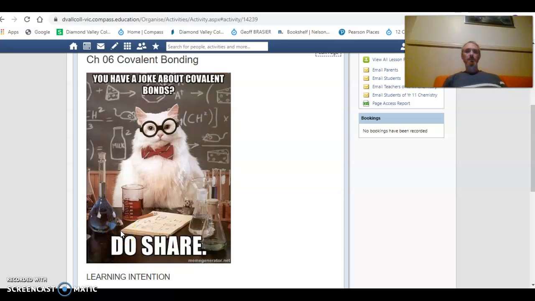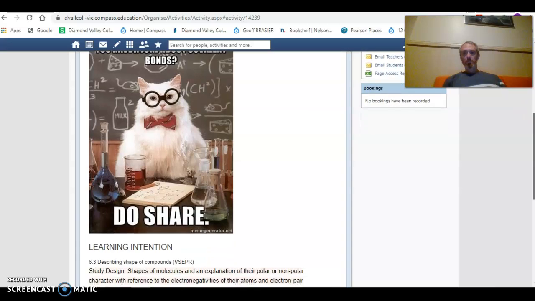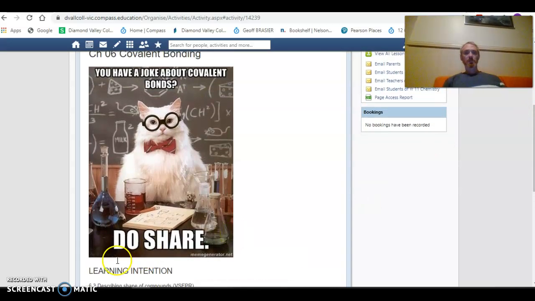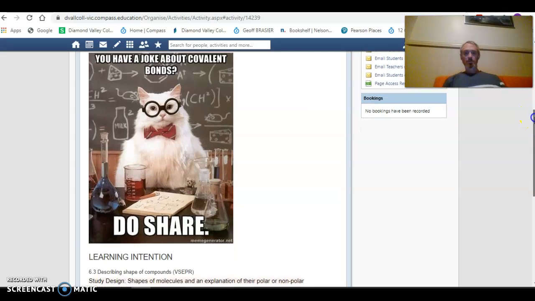Good afternoon, guys. We're moving on from learning about covalent bonding and the single, double, and triple bonds to learning about how those bonds give molecules shape and make some molecules polar and some nonpolar. And so, as always, covalent bonds are about sharing electrons between nonmetals.